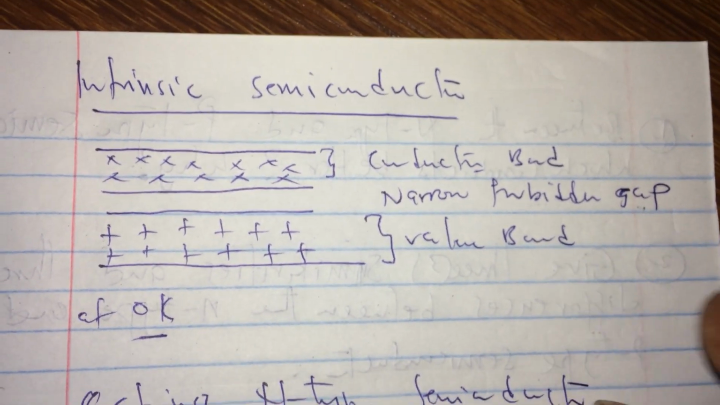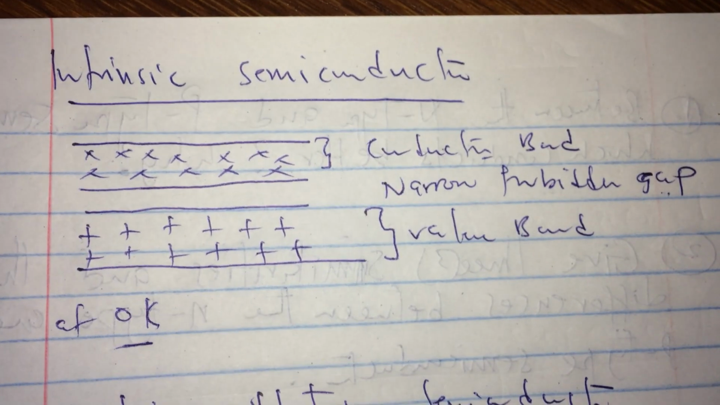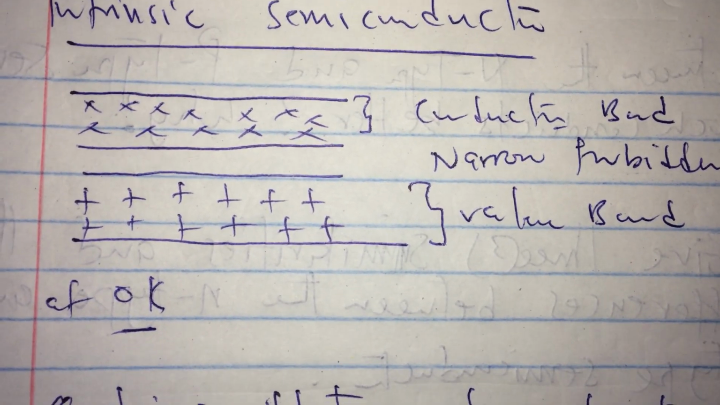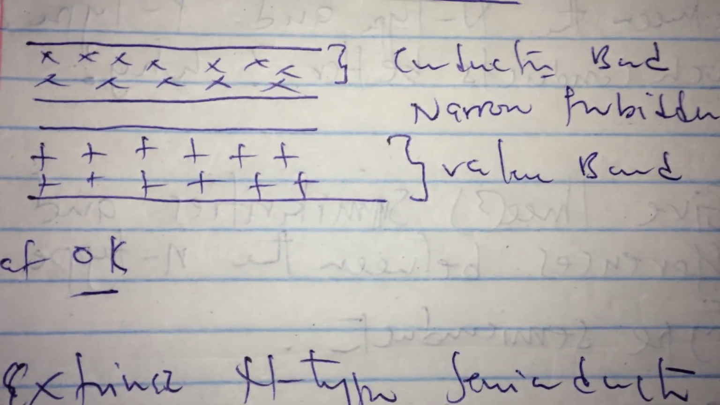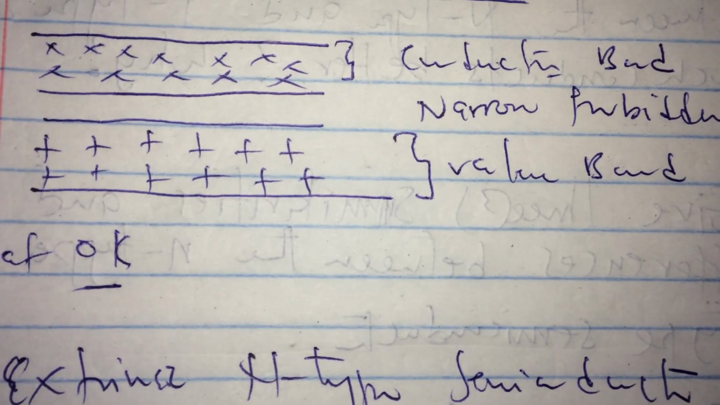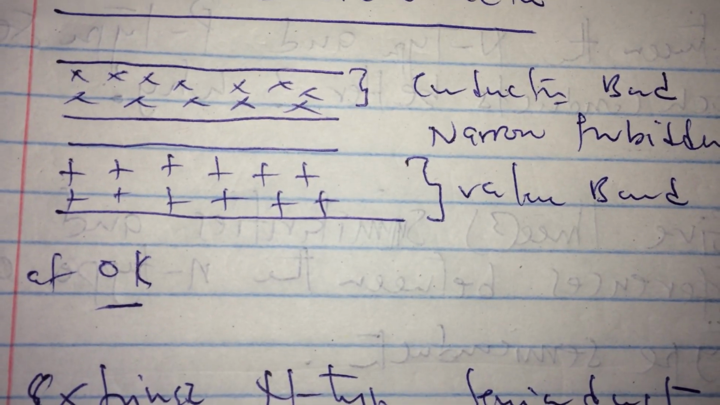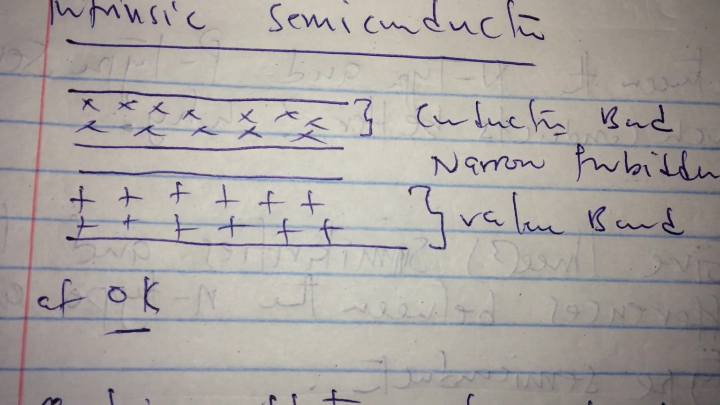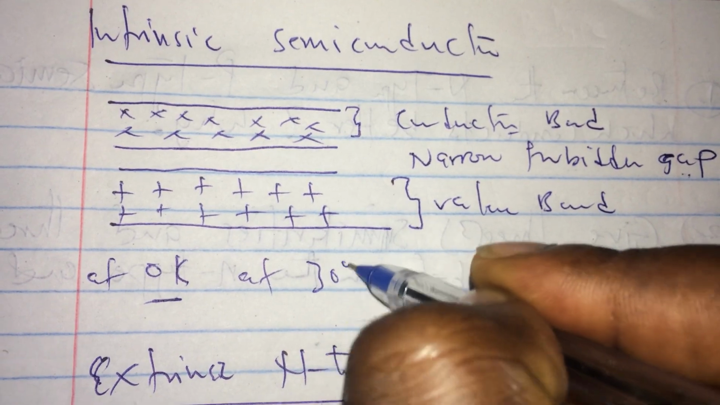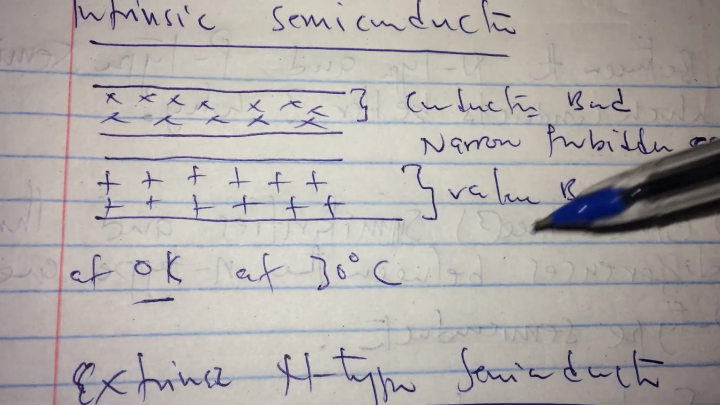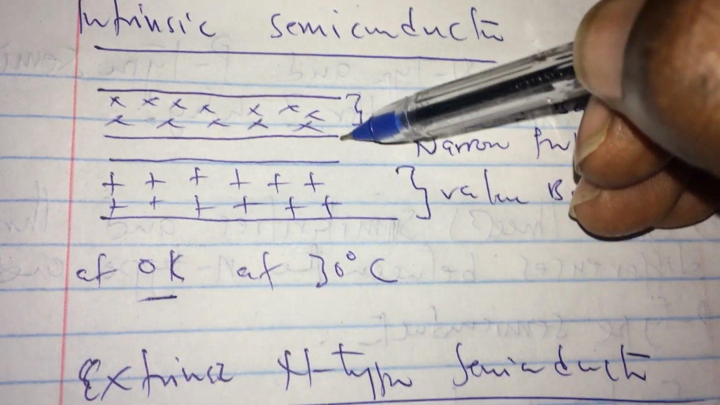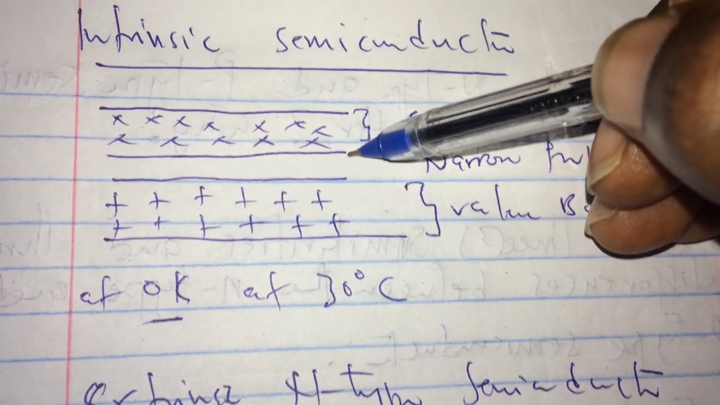However, when temperature increases, or at room temperature, let's say at around 30 degrees Celsius, the heat is enough to thermally excite some of the free electrons. So you can have some of the free electrons moving from the valence band to the conduction band so that they can be able to conduct.